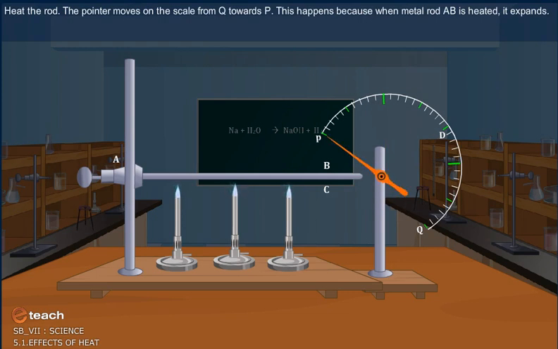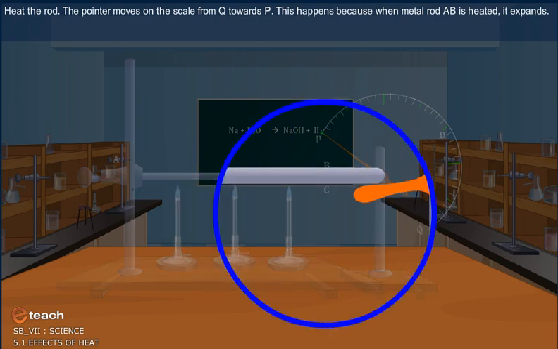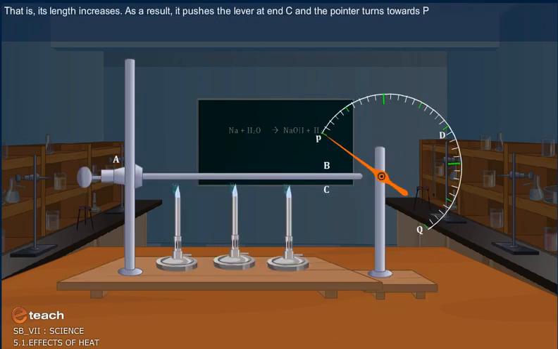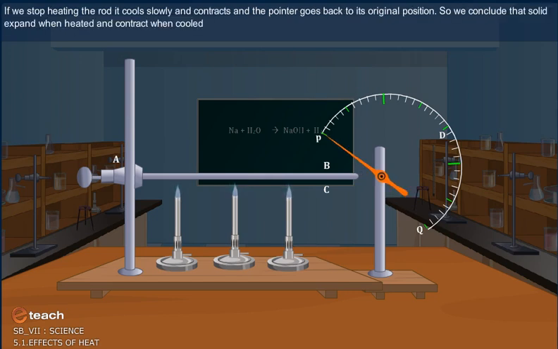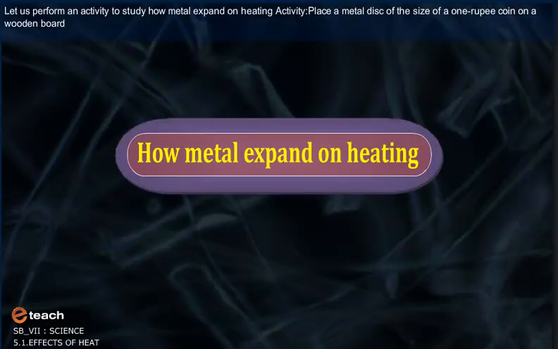This happens because when metal rod AB is heated, it expands. That is, its length increases. As a result, it pushes the lever at the end C and the pointer turns towards P. If we stop heating the rod, it cools slowly and contracts and the pointer goes back to its original position. So we conclude that solids expand when heated and contract when cooled. Let us perform an activity to study how metals expand on heating.